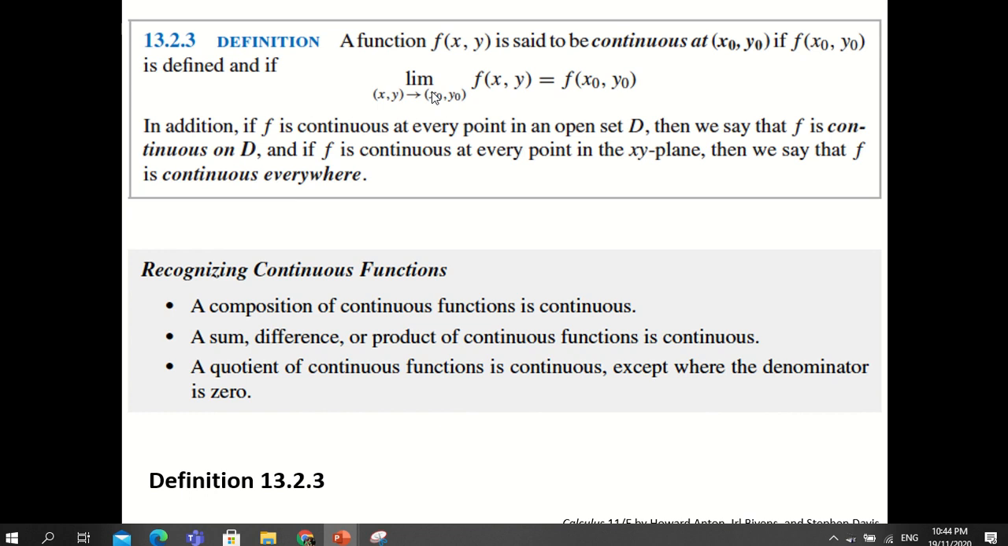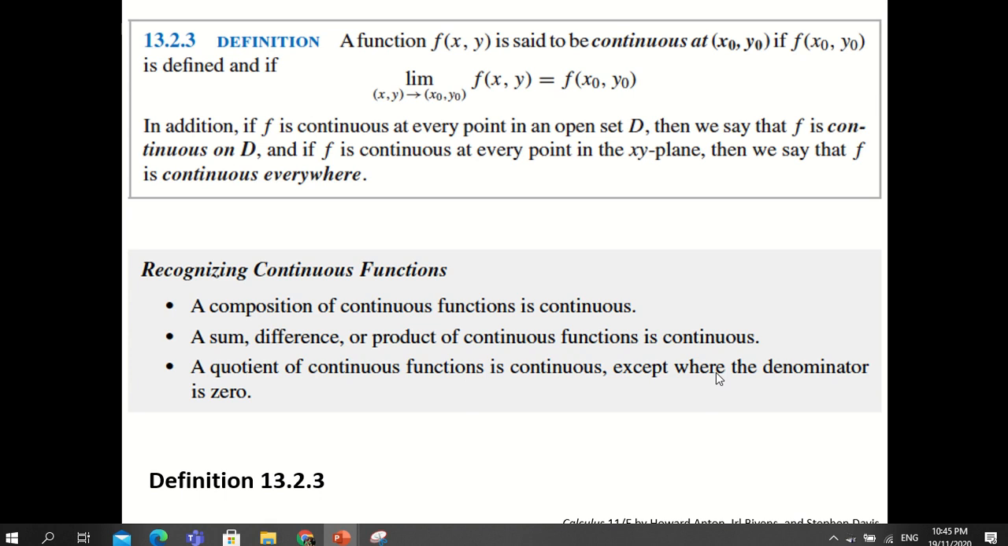In addition, if f is continuous at every point in an open set D, then we say that f is continuous on D. And if f is continuous at every point in the xy plane, then we say that f is continuous everywhere. Recognizing continuous functions: a composition of continuous functions is continuous. A sum, difference, or product of continuous functions is continuous. A quotient of continuous functions is continuous except where the denominator is equal to zero.